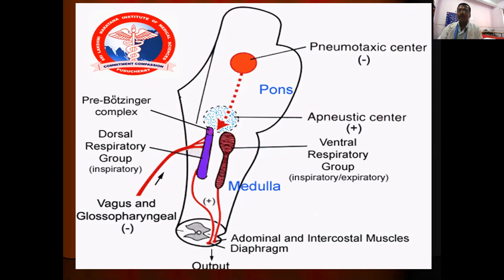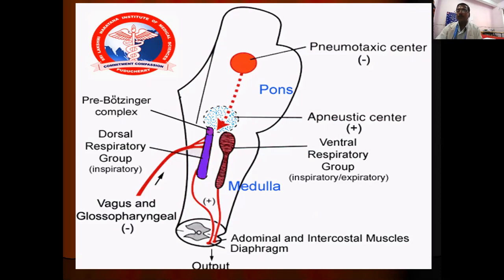The functions of each center are mentioned in the picture itself. The ventral respiratory group, which is located ventrally in the medulla, the bigger one at the right side below, is believed to cause the process of inspiration as well as expiration, both.